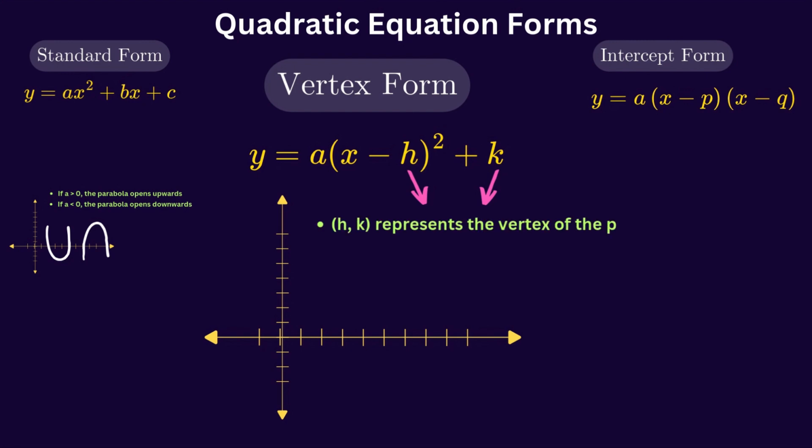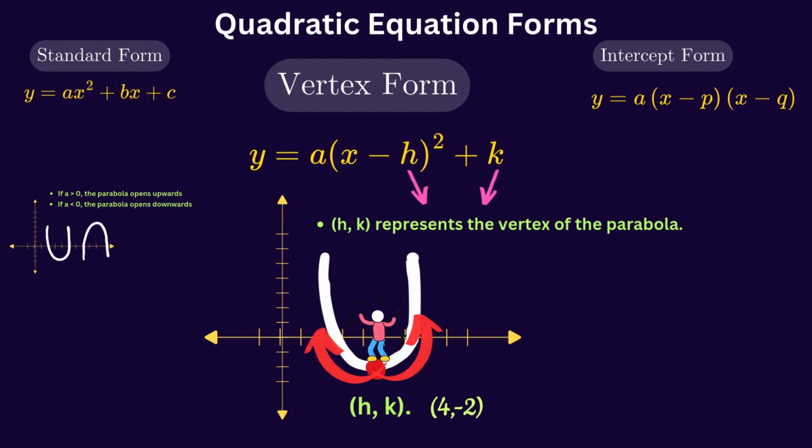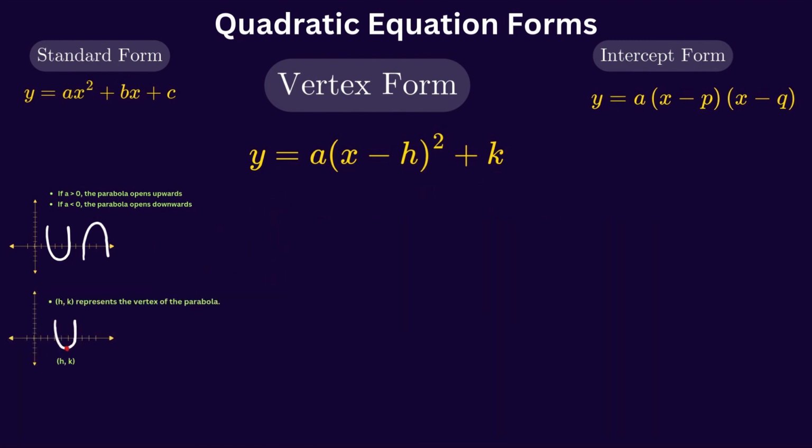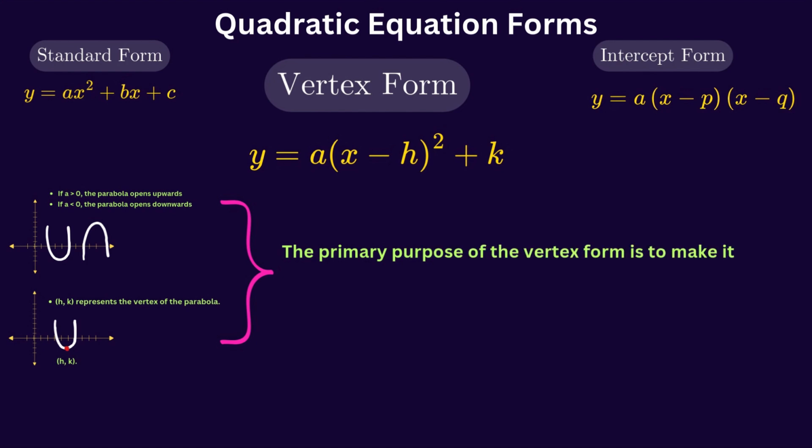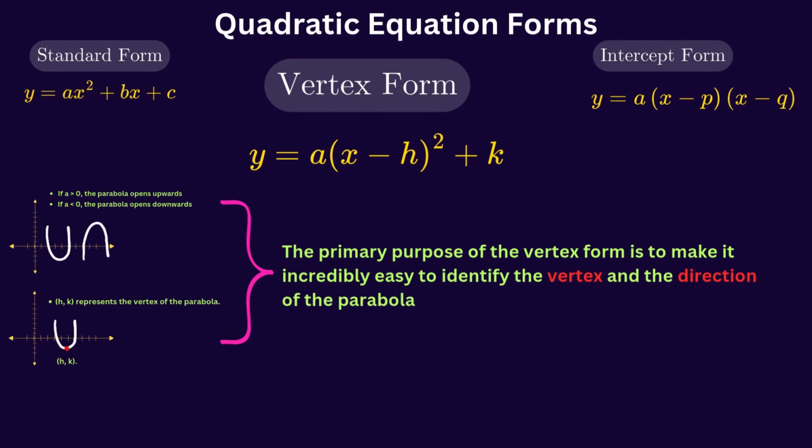See this point right here at (4, -2). This is the vertex of our parabola. It's like the parabola's special spot. It's a turning point. So we can say that the primary purpose of the vertex form is to make it incredibly easy to identify the vertex and the direction of the parabola.